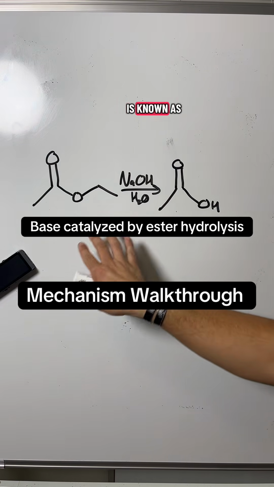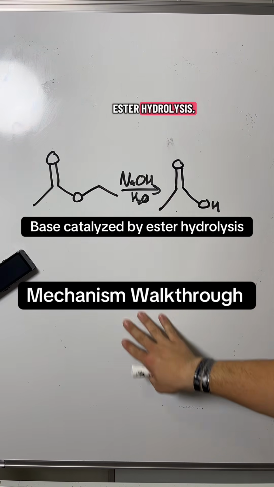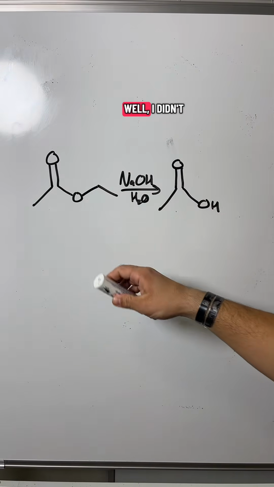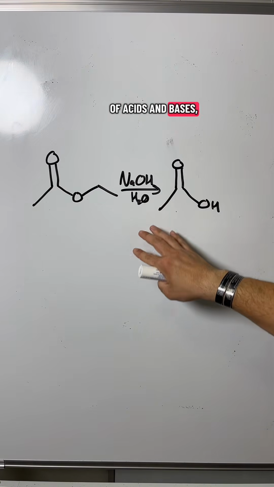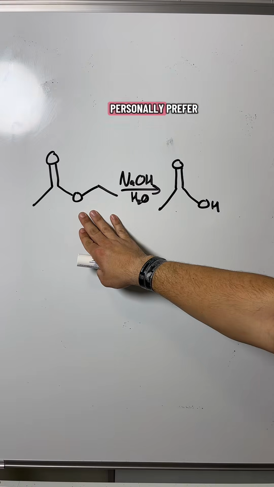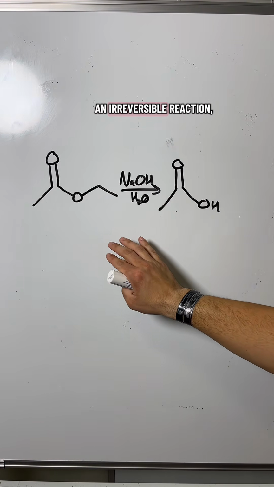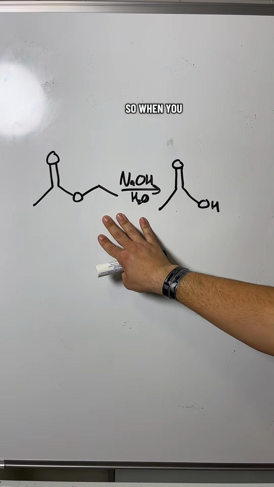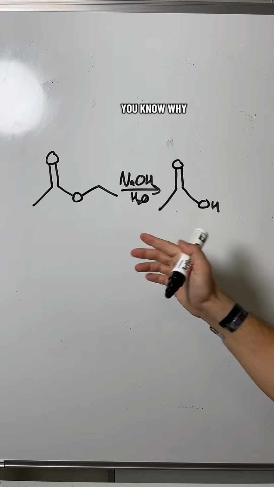This reaction here is known as the base catalyzed ester hydrolysis. We've already gone over the acid catalyzed hydrolysis. You might be wondering, well, why are there two? Well, I didn't create the concept of acids and bases, but what I will tell you is that the base one I personally prefer because this is an irreversible reaction, unlike the acid catalyzed one. We're going to walk through the mechanism right now, so when you see this on your exam, you get it right, and so you know why it's different.